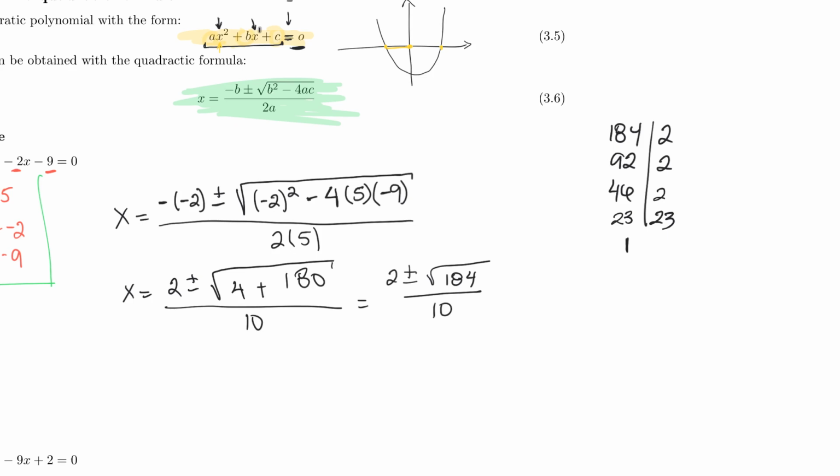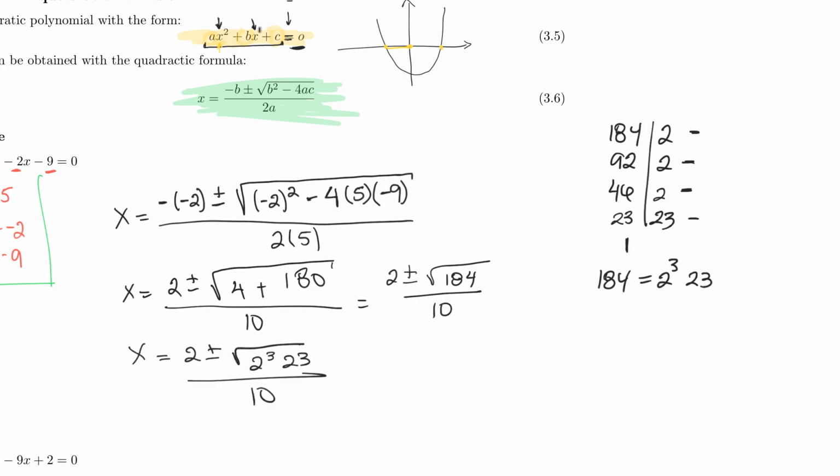Okay, so this is written as 2 cubed times 23, because we have 1, 2, and 3. So we have 2 cubed times 23. Okay, so we write down x is equal to 2 plus minus the square root of 2 cubed times 23, divided by 10. And from this cube, we can cancel 2 squared with the square root. So we have 2 plus minus the square root of 2 squared times 2 times 23.